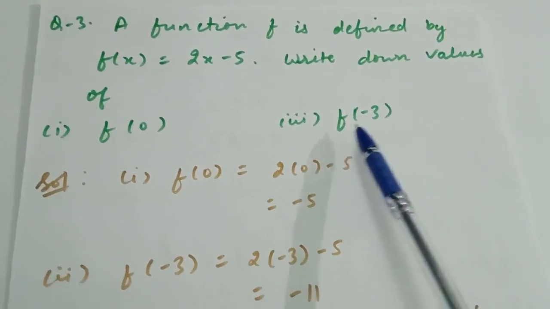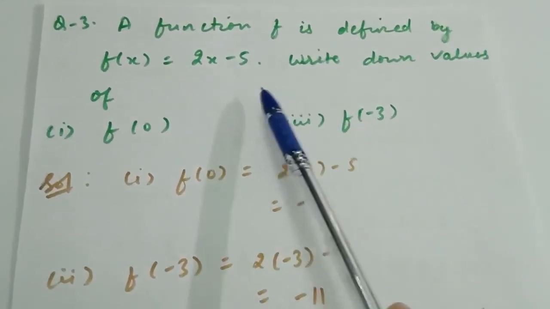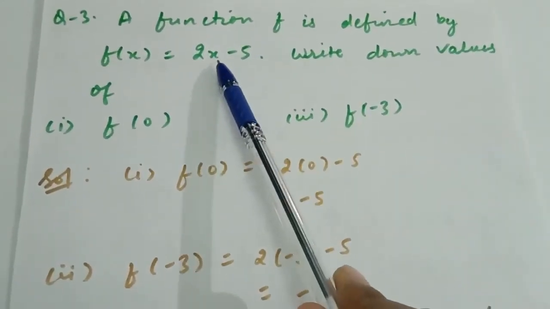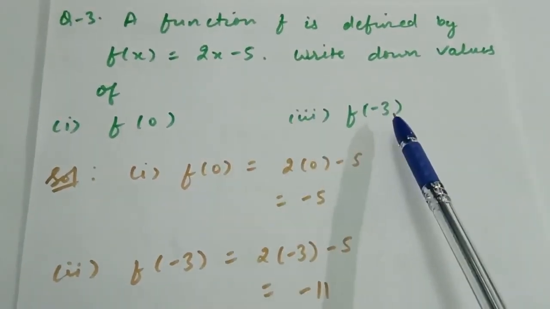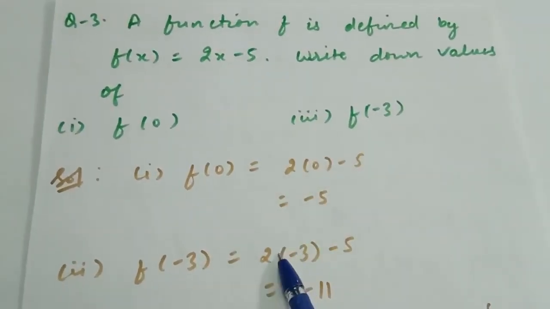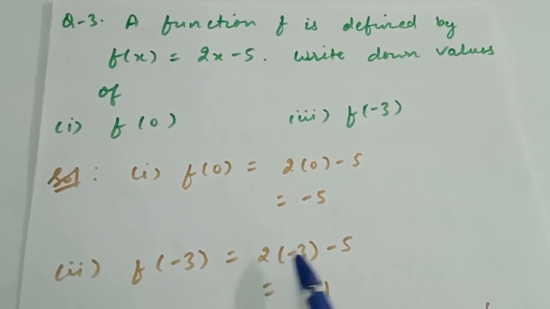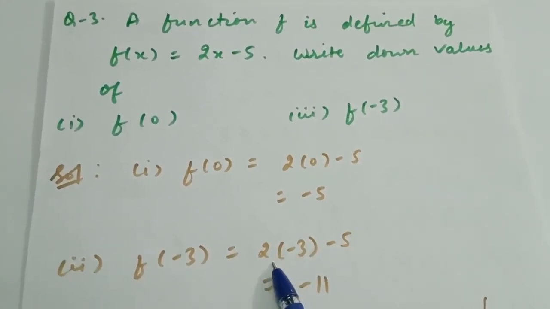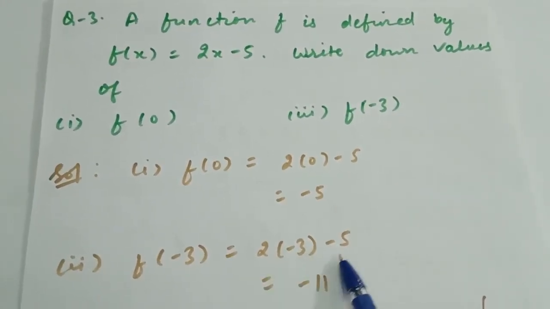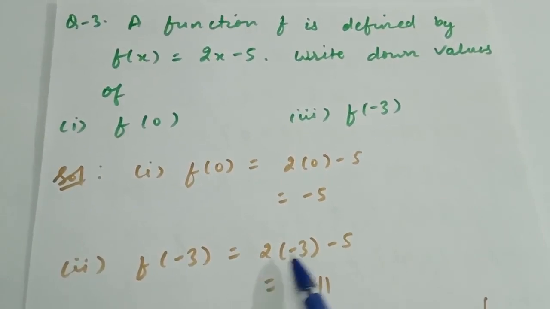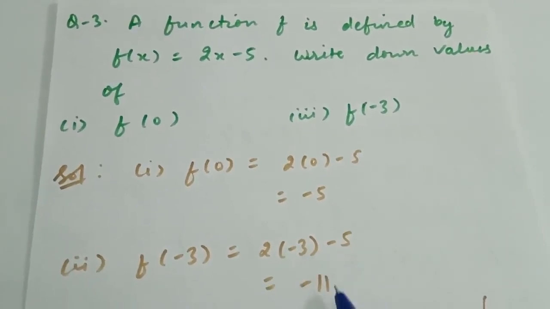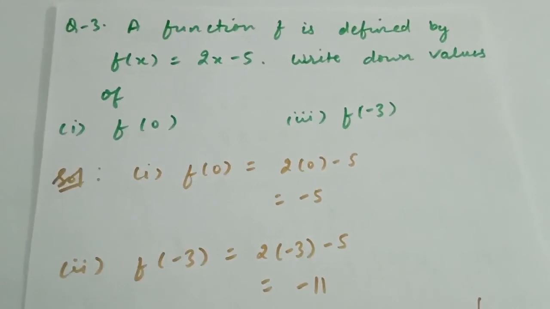Next is f(minus 3). That is, in place of x, we have to put minus 3. When you put minus 3 in place of x, you will get 2 into minus 3 minus 5, which is minus 6 minus 5, which is minus 11.